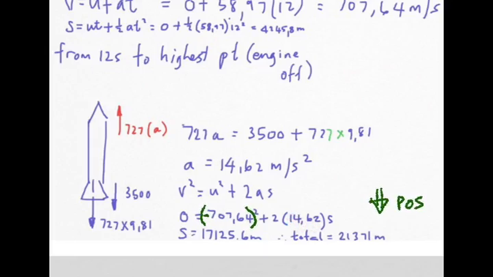But the initial velocity was upwards, which is negative 707.64 meters per second. But it is going to be squared, and that negative is going to become a positive. And you find that the distance traveled from engine switch off until it comes to rest is 17,124 meters. Now we must add that to the 4245 traveled previously, and we'll determine that the rocket came to rest at 21.37 kilometers above the surface of the Earth.